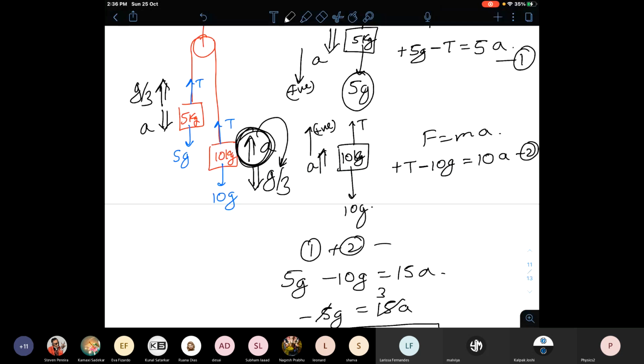Okay. A few doubts are there. Lakshmi, the momentum and time.